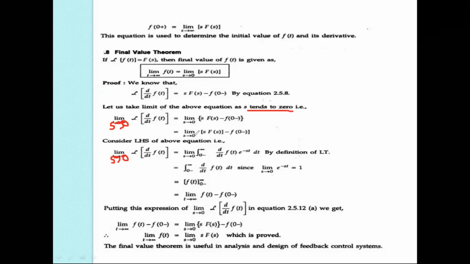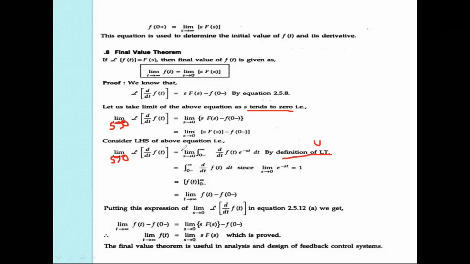In the second term there is no s term. Taking the LHS, as we did in the initial value theorem, you take the limit s tends to 0 of the Laplace transformation of d by dt of f of t. Using the definition of Laplace transformation, integral 0 minus to infinity, and that Laplace transformation is unilateral only, my students, d by dt of f of t e power minus st dt.